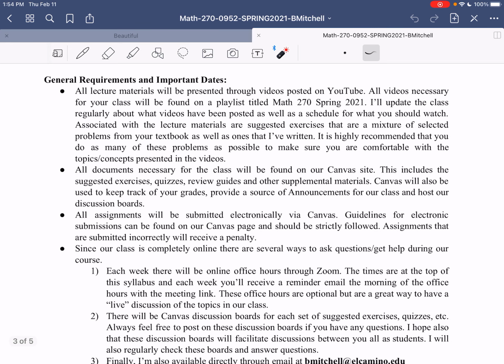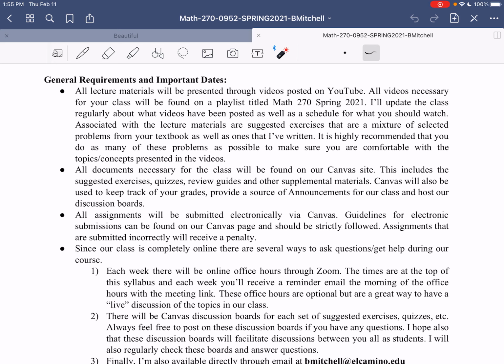Second big thing to keep in mind here is that all the documents necessary for the class will be found on our Canvas site. So this means things like the suggested exercises, meaning the lists of questions from the textbook, as well as the ones I write, you'll find on there, the quiz documents, the review guides for the exams, and all other sorts of supplemental materials will all be found on our Canvas site. When the Canvas site is open, definitely make sure you go around, navigate through some pieces of it, and just get comfortable with how we've set up our Canvas site here.